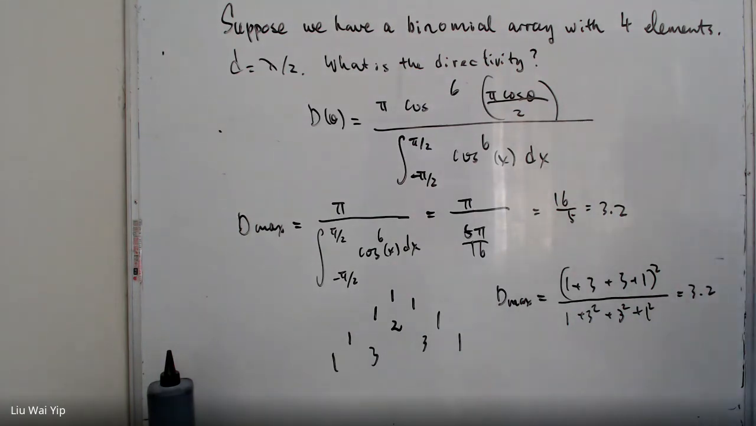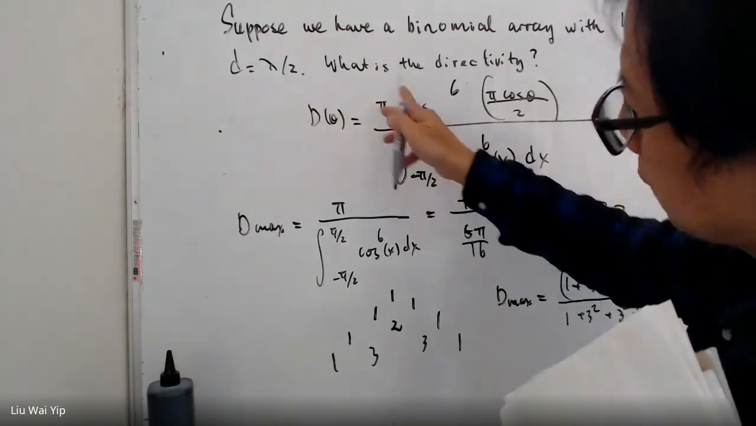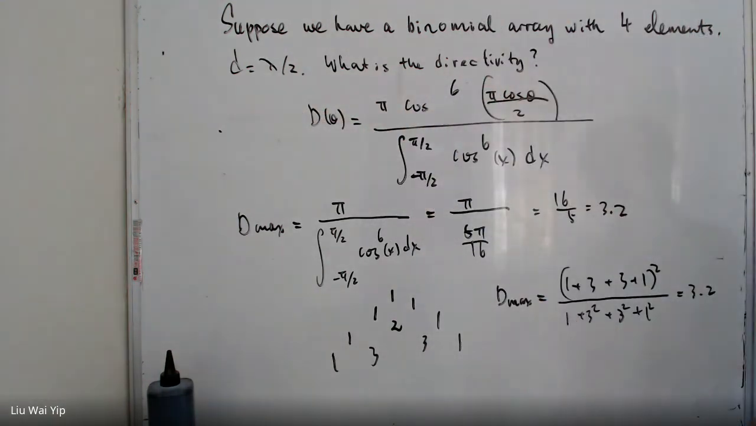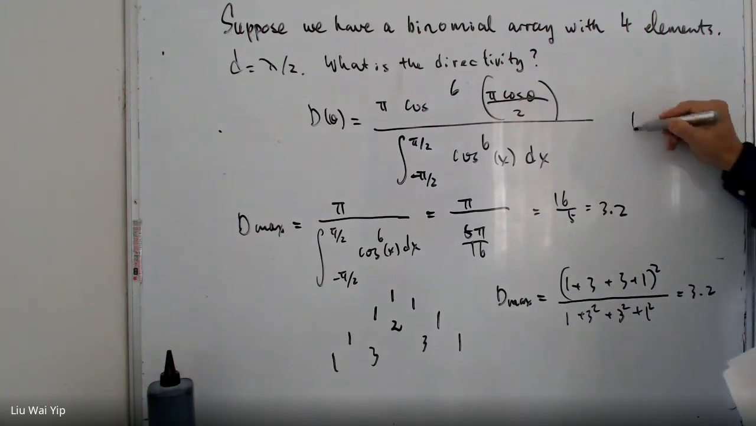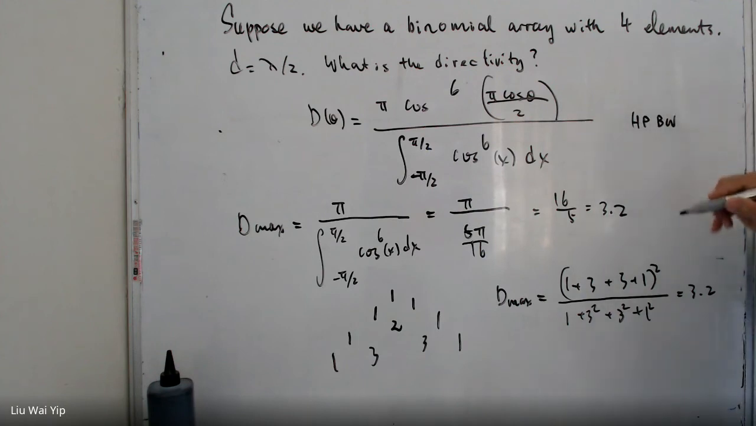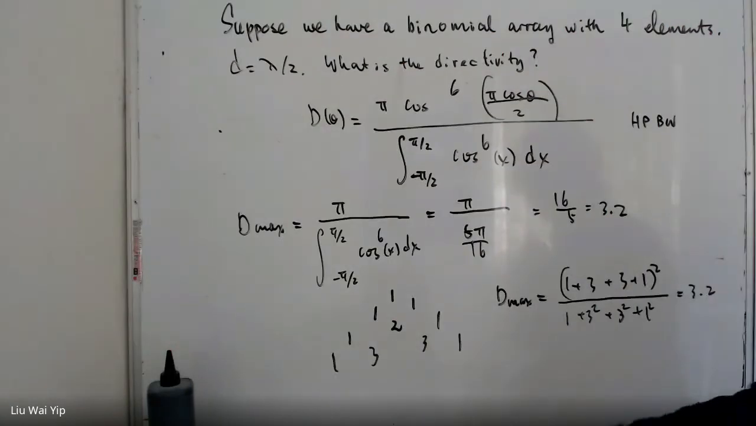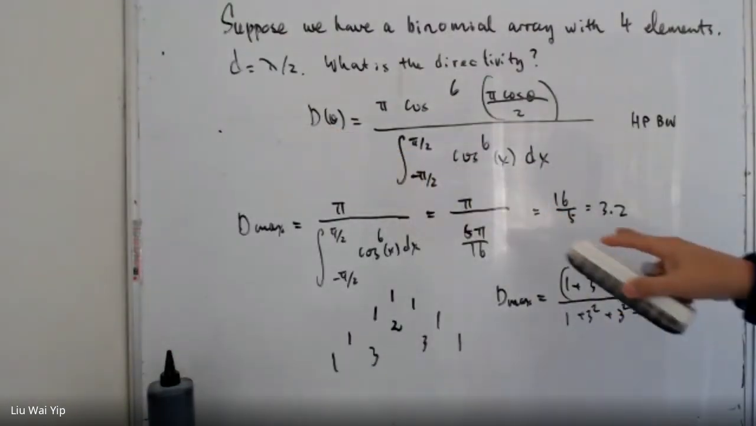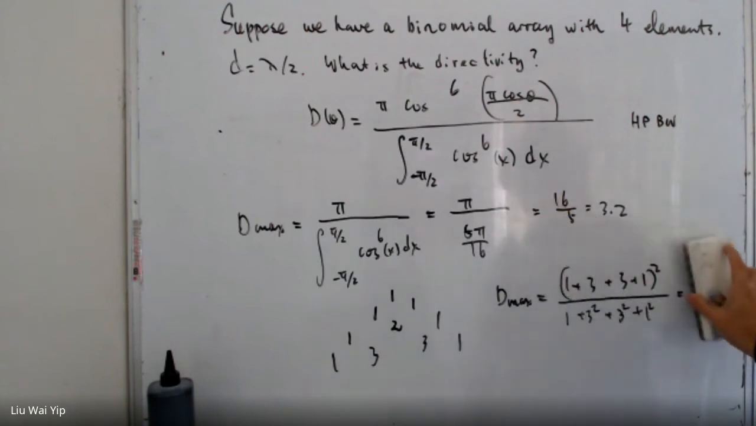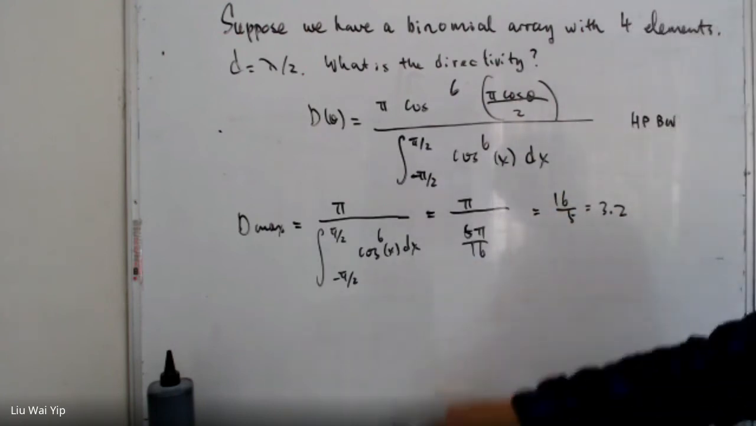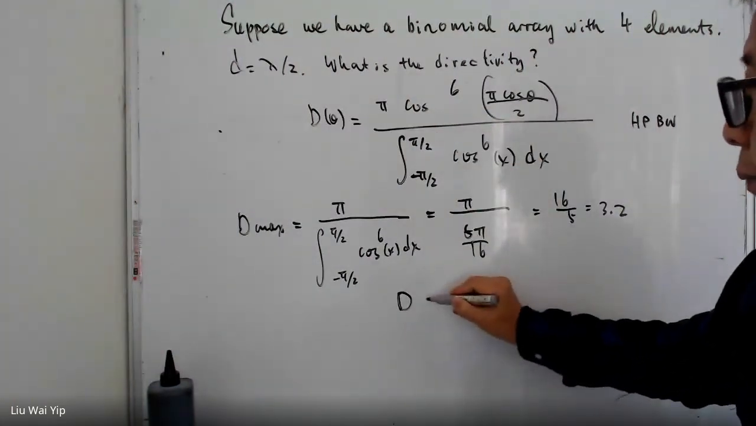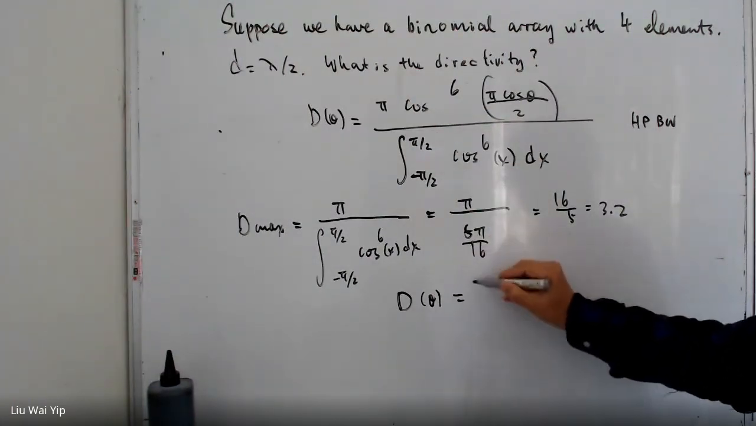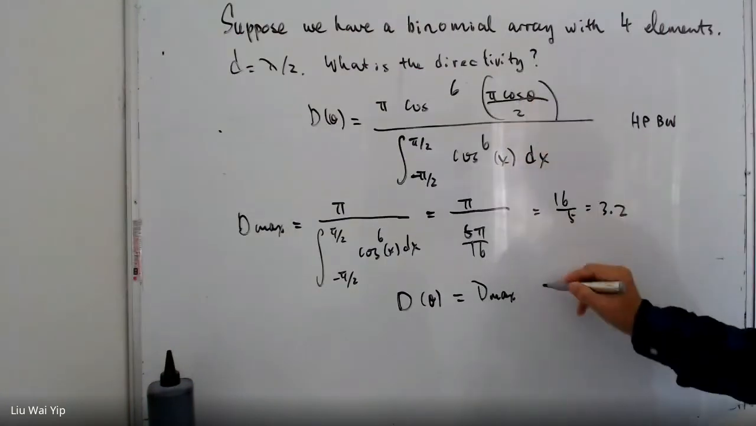So now we have some knowledge of the directivity of this binomial array. What else do we need to know? Perhaps we also need to know the half power beamwidth or even the first null beamwidth. So why don't we just use this function to find it? Based on the information here, we know the directivity is Dmax times this value.